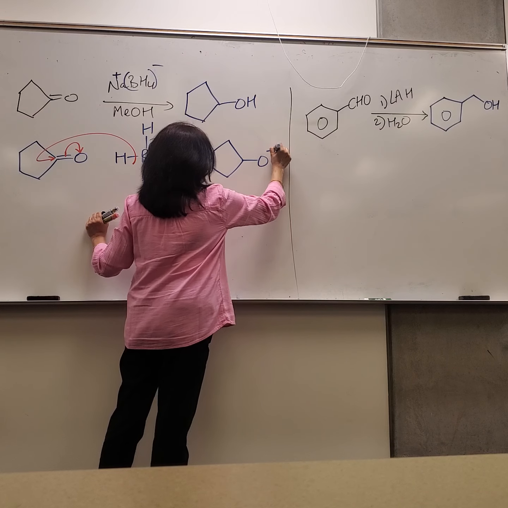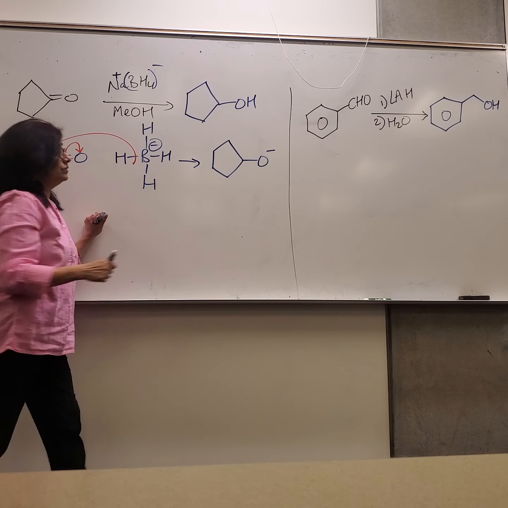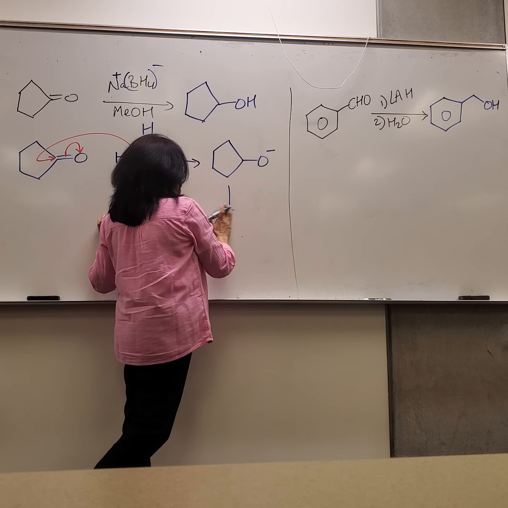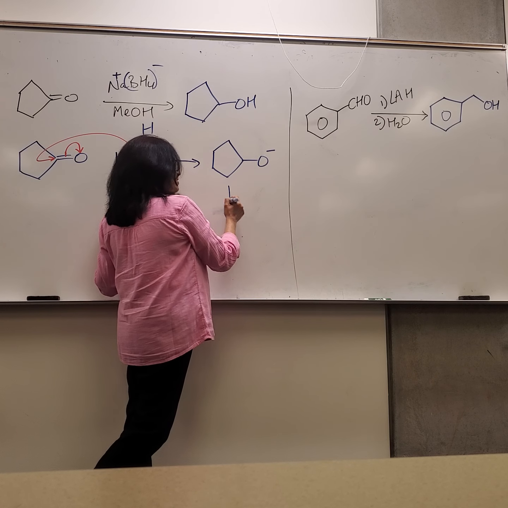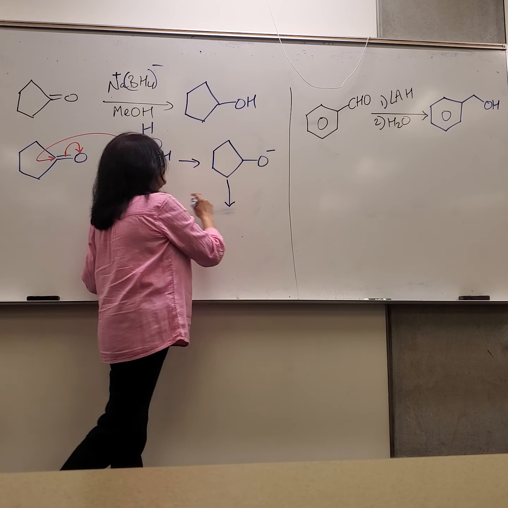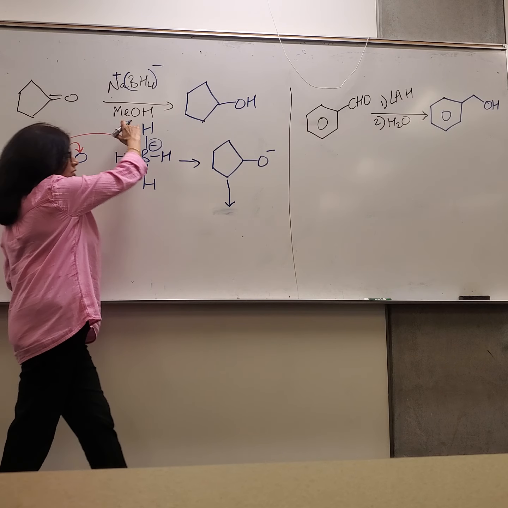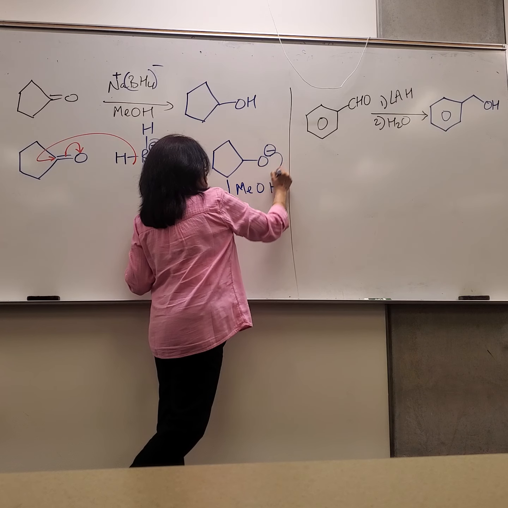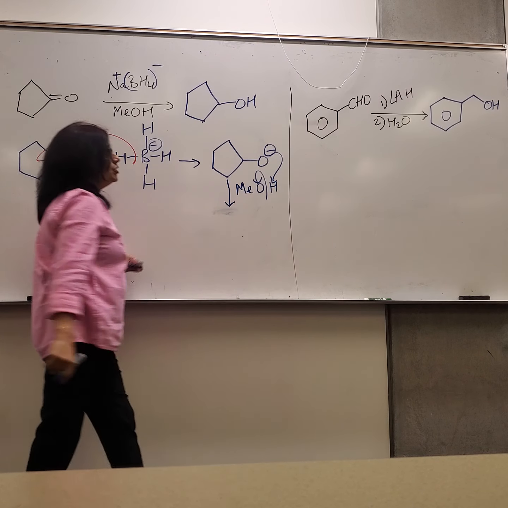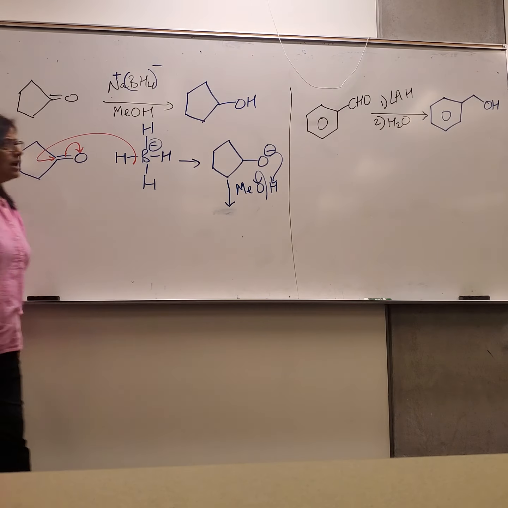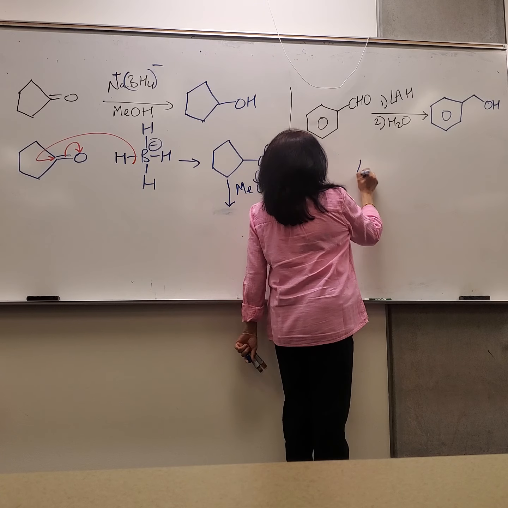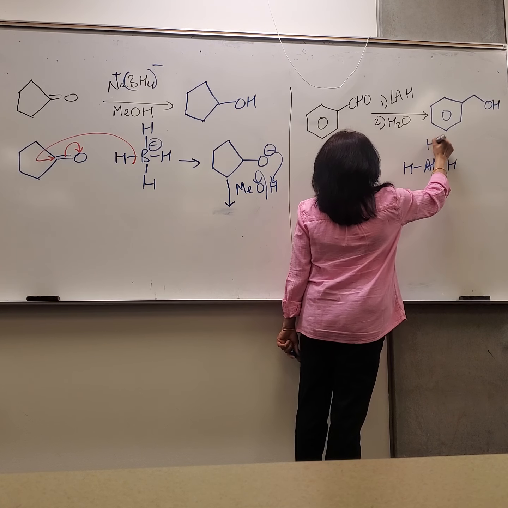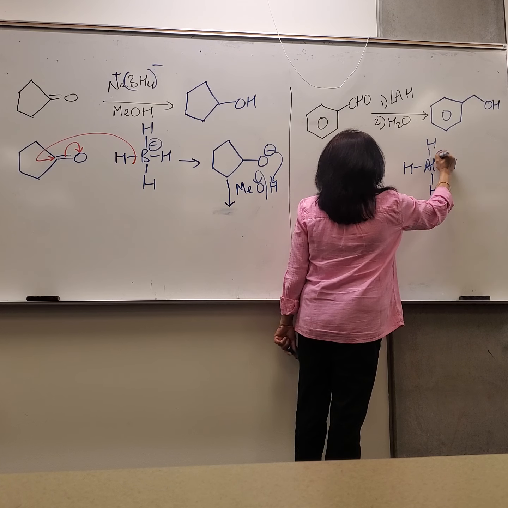Alkoxide, O minus, and then what does this guy need to do? Get protonated. And where is the proton going to come from? From the alcohol. In this case, that's coming from methanol, giving us the proton to give us the product. And it's the same with LAH. The mechanism is the same. It's just that the hydride is coming from aluminum hydride, but the mechanism is the same.